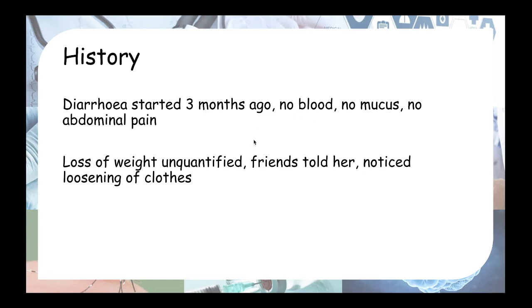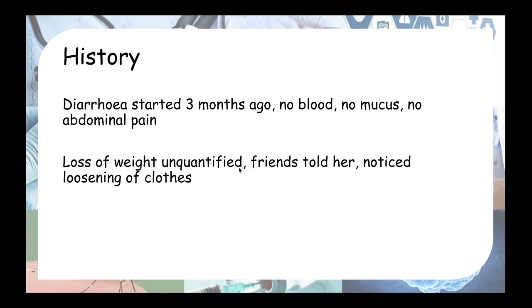You go ahead and ask more details about the weight loss. So loss of weight is unquantified. They didn't measure their weight. However, how they found out about this weight loss is their friends have been telling her that she's becoming more and more skinny, and she herself also noticed that her clothes are getting looser. So you can assume that this is a very significant weight loss.